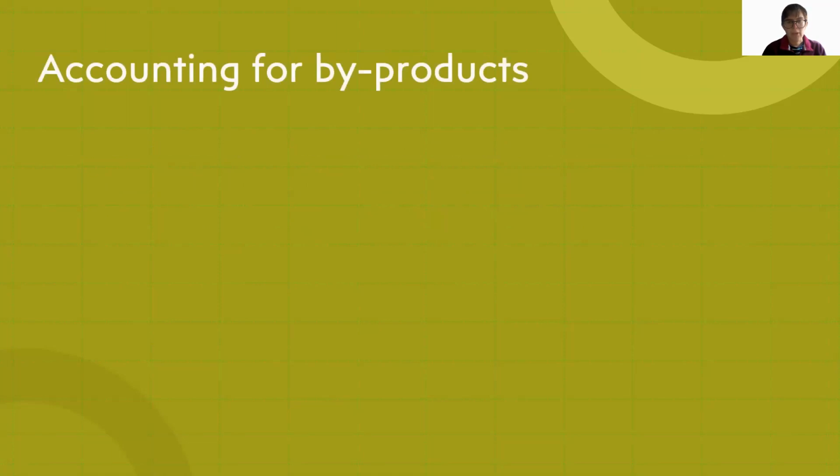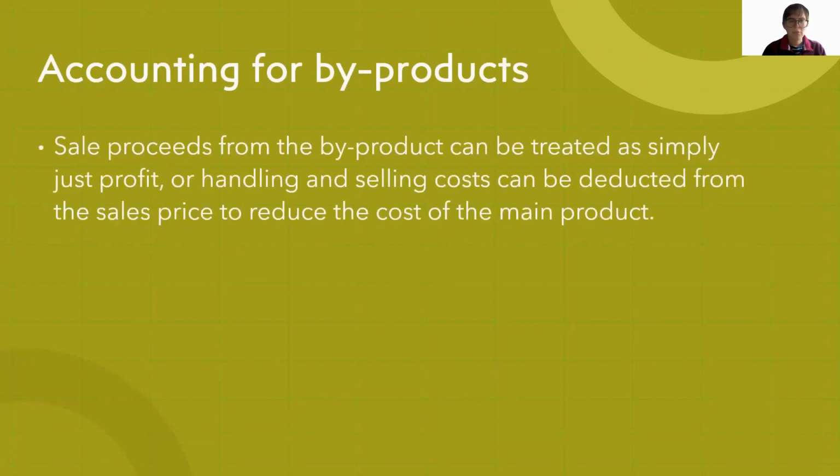Accounting for byproducts then. Sale proceeds from the byproduct can be treated as simply just profit, or handling and selling costs can be deducted from the sales price in order to reduce the main cost of the product.